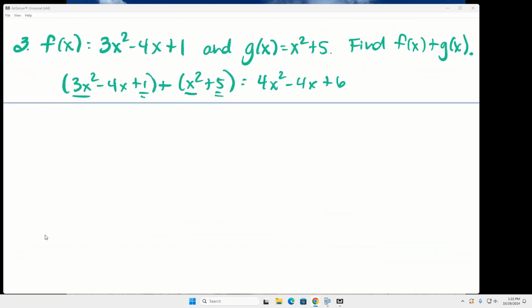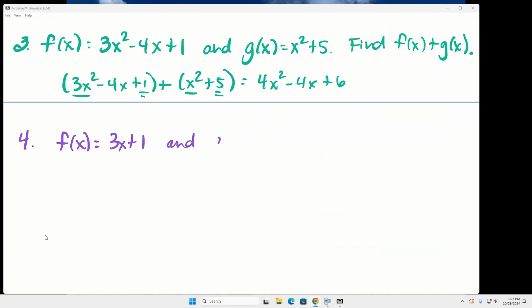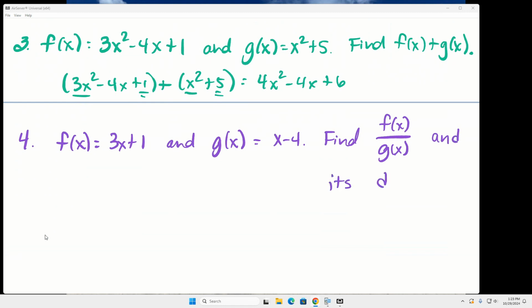All right. I'll have you guys do a division one. And division looks like it's going to be difficult, but it actually is the easiest one to do, I think. So this time, f of x is 3x plus 1, and g of x is x minus 4. You're going to find f of x divided by g of x and its domain. So it's another domain practice problem.